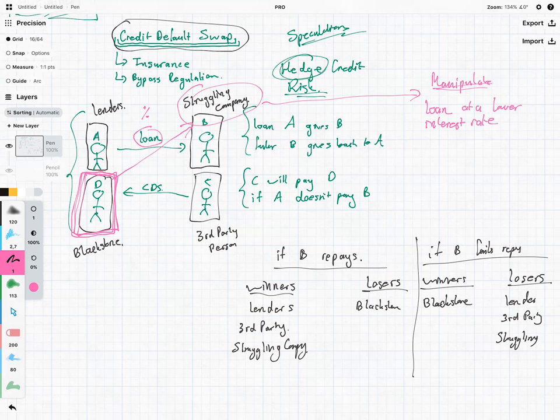And the struggling company is like, wow, Blackstone, that's so nice of you. You're giving me a loan at a lower interest rate. This is going to help my company. This is going to make sure I'm even more successful. Wow, you're such a nice person. And you've got a credit default swap on me. So, this is amazing. You're being so nice to me.